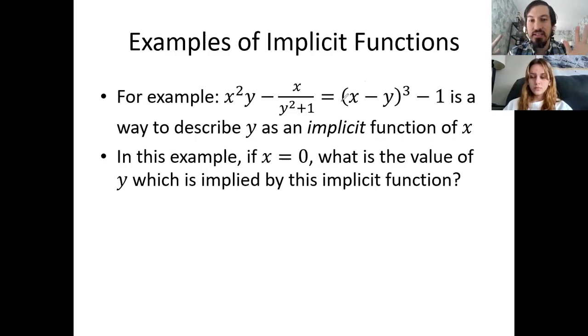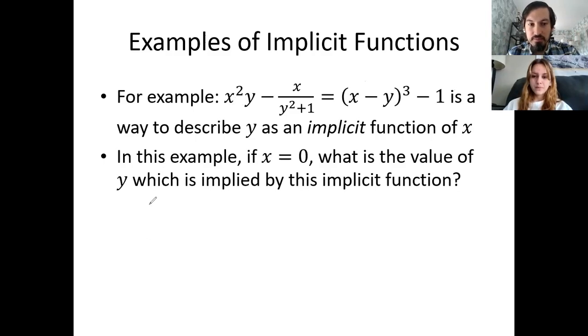So at the very least, knowing nothing else, this is an implicit function of y and x, because it's just an equation. It's a relationship between them. Okay, let's go a little further. In this example, if x equals 0, what is the value of y which is implied by this implicit function? I think we already did an example like this, but let's just think about it.